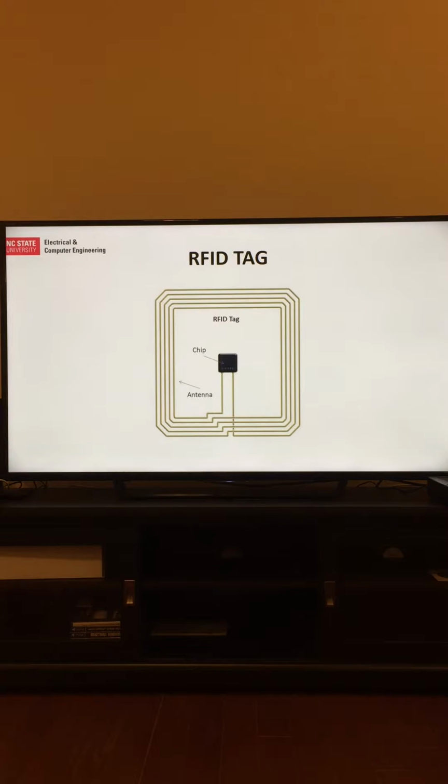The RFID system is composed of two parts, the tag and the reader. The tag contains two parts: a tiny chip right in the middle, also known as the transponder, used for storing and processing information and modulating and demodulating a radio frequency signal. And there is a surrounding circuit, which is the antenna, used for receiving and transmitting the signal.